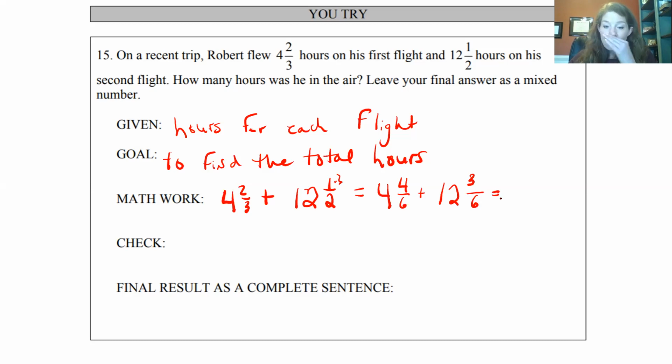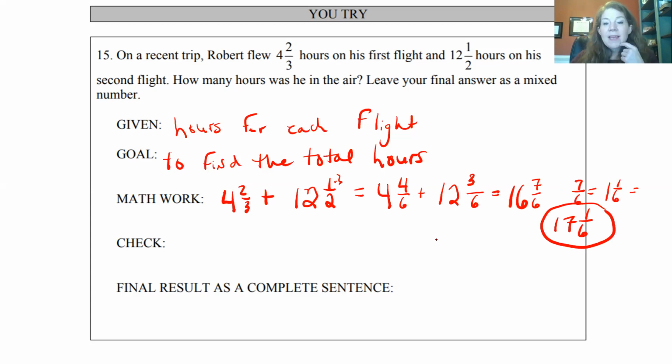We add our whole numbers and we get 16. We add 4 and 3 and get 7. And then we have to deal with this improper fraction. So just looking at the improper fraction, 7/6, 6 goes into 7 one time with 1 left over. And then finally, make sure you add your whole numbers. So the final answer is 17 and 1/6. I would go back and double check my answer.